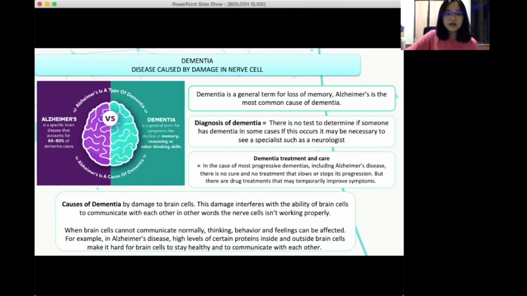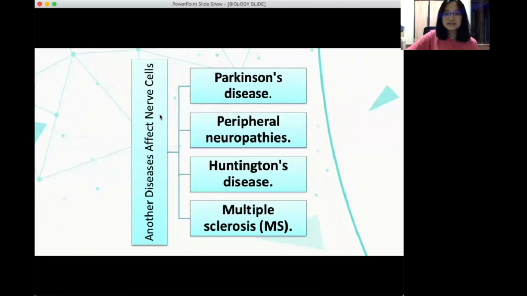There are also some others that are caused by the nerve cells. There is Parkinson's disease, which is a progressive nervous system disorder that affects movement, and peripheral neuropathy, as a result of damage to the nerves outside of the brain and spinal cord. Huntington's disease is rare, but it's an inherited disease that causes the progressive breakdown of nerve cells in the brain.